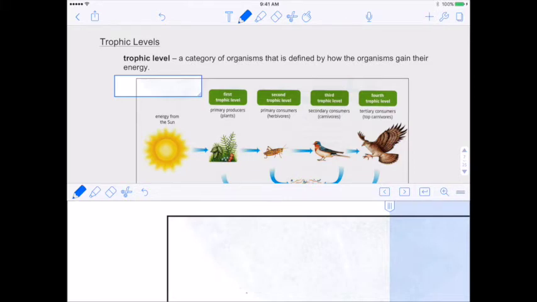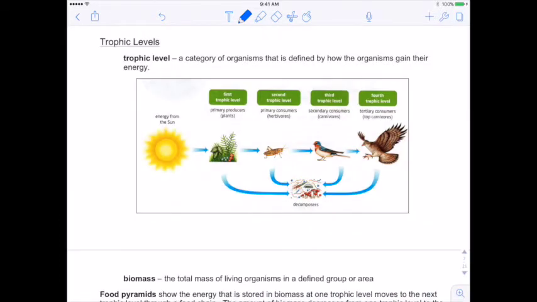The definition of a trophic level is a category of an organism that is defined by how the organism gains their energy. So here we have a bunch of living organisms, and there's a relationship between them. And the relationship is shown or illustrated by these arrows. So there is the sun, which is not a living organism. It's an abiotic factor, but it is providing energy for the very first trophic level.